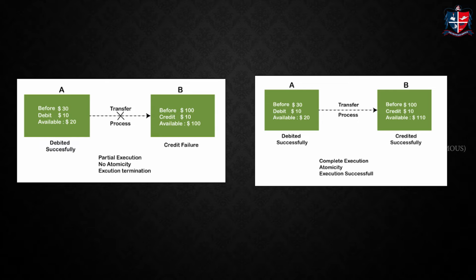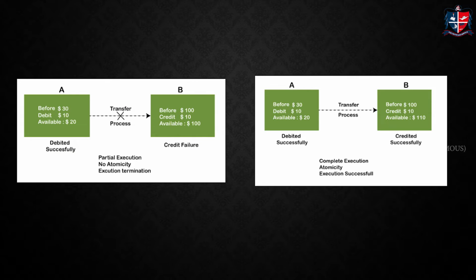So we can go to the next example. Here you can see before transferring the data, the value is 30 and the debited value is 10. I am transferring 10 to account B, and the available value will be 20 because 30 minus 10 equals 20. In B, the previous value is 100 and the credit value is 10, so the available value is 100 plus 10 equals 110 rupees.